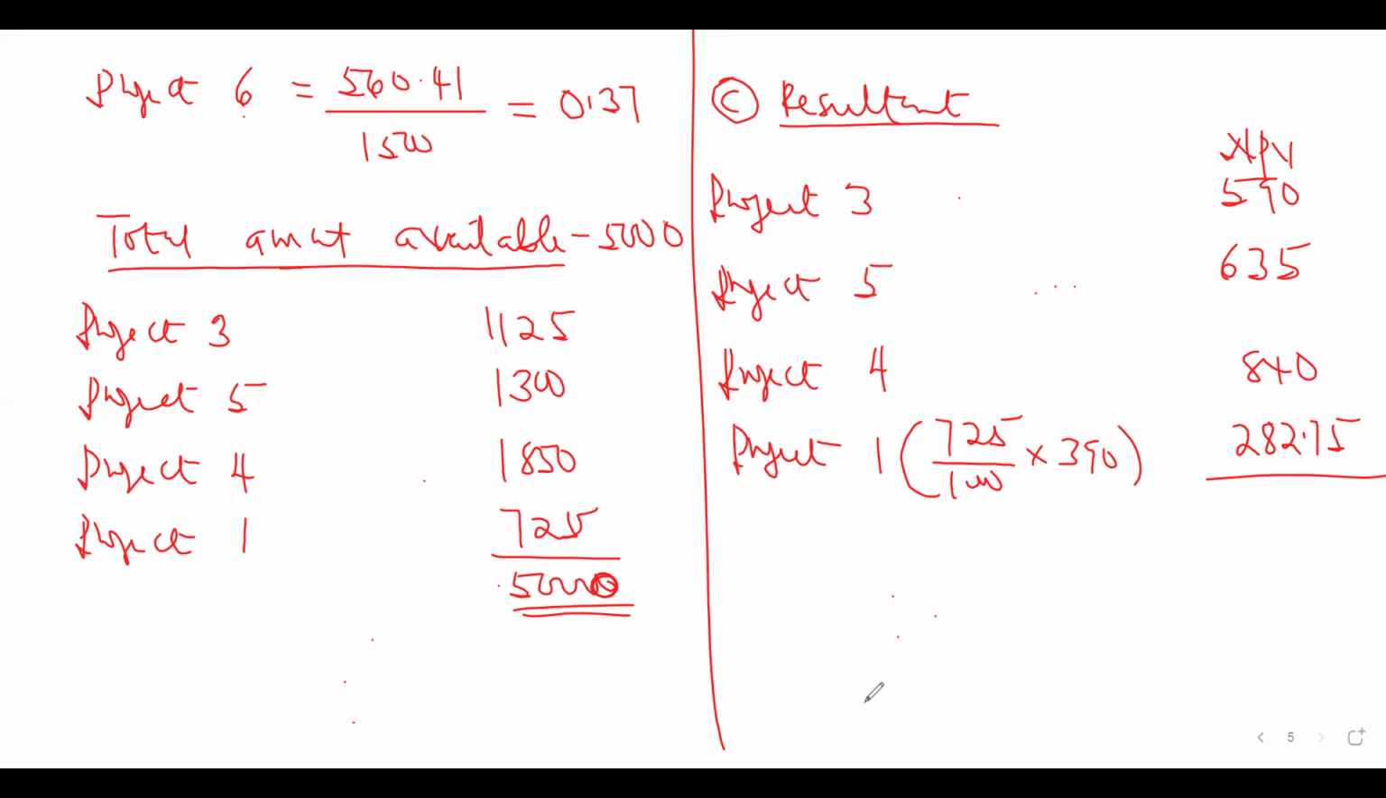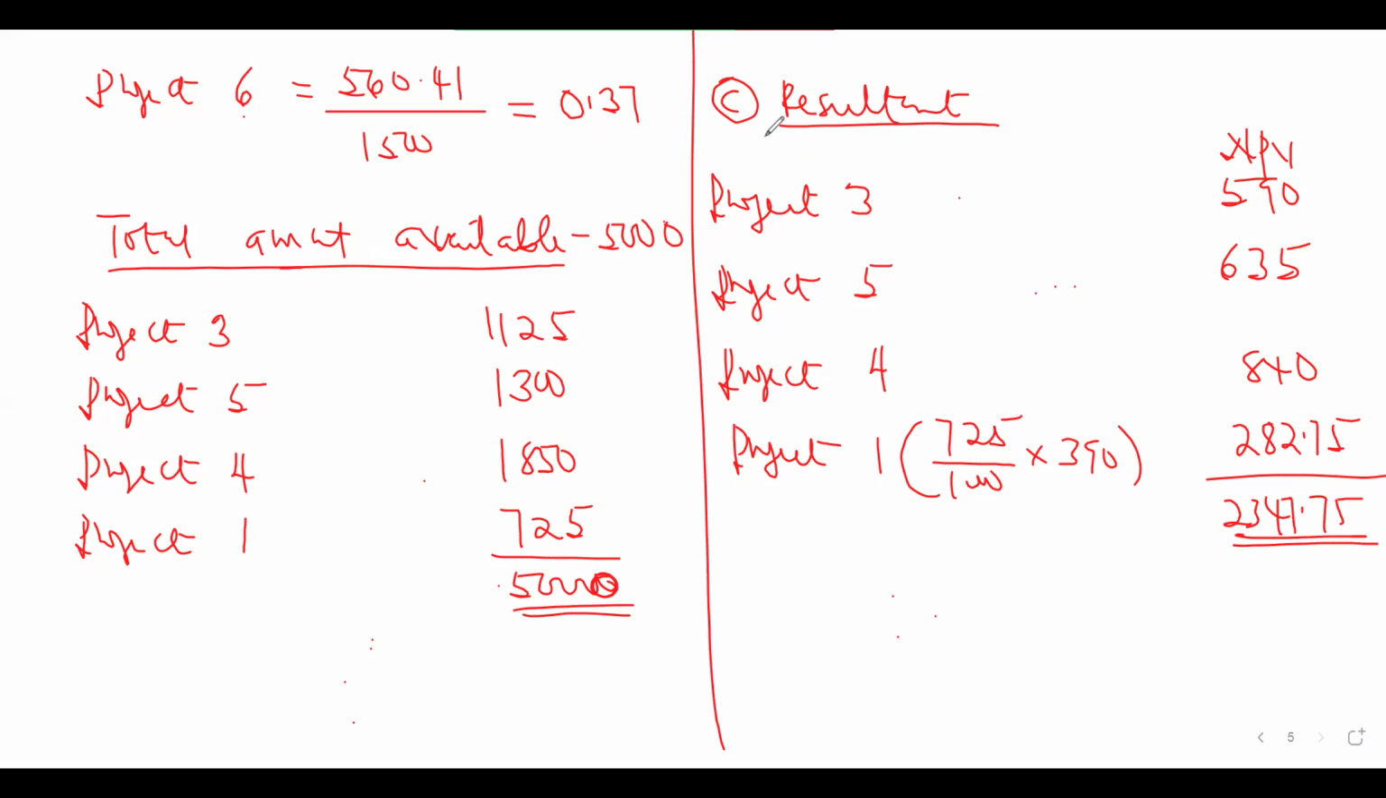1850 minus 18. Yeah, but it's still the same. Okay, 725. So you just put your NPV for each of them together. That is a resultant NPV. Okay, that is a resultant NPV. 2347.75. Okay.